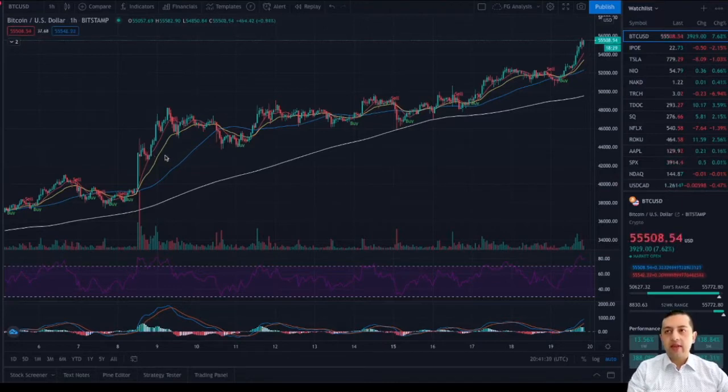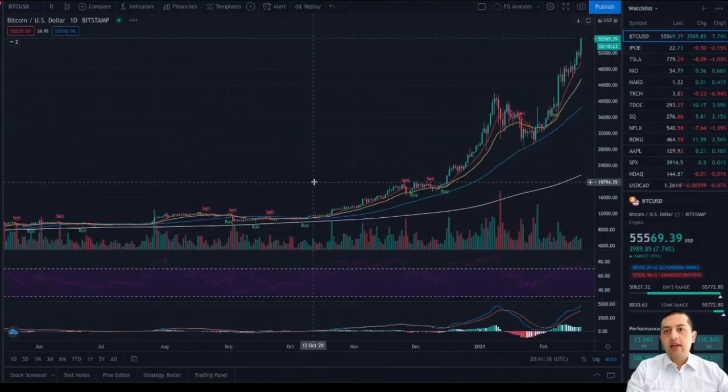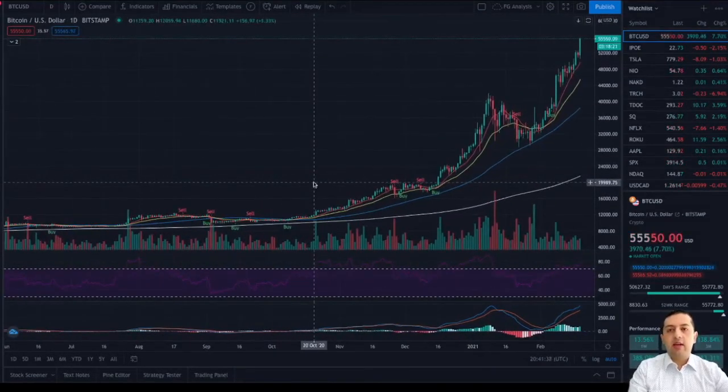Now for the decision-making process, I usually start with the daily chart. The daily chart is the one that is giving me a notion of where price is going. And for that, I'm going to be focusing first on this top chart and not going to look at the indicators that I have below. For me, price is the main indicator of whether I should be buying or selling an asset.